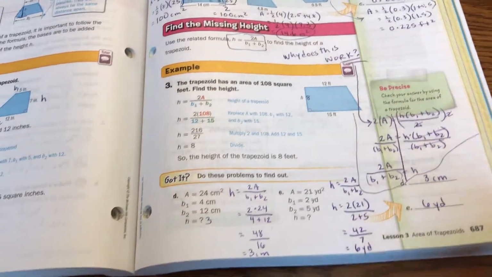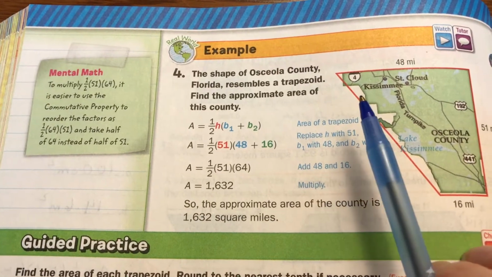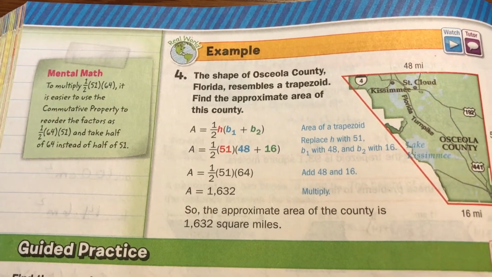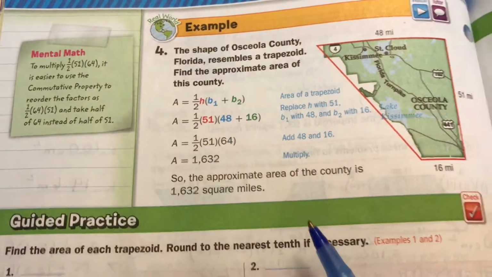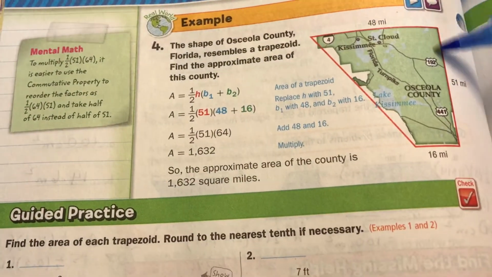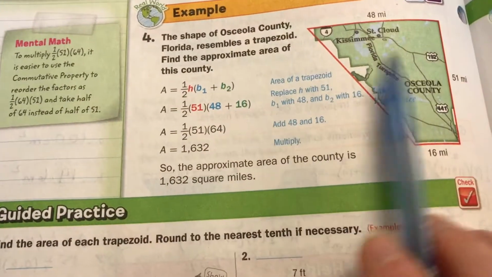All right. Last little problem before the guided practice, a little story problem here. The shape of Osceola County, Florida, resembles a trapezoid. Find the approximate area of this county. So see this trapezoid here? These are the two bases. This is the height. So let's plug it in.